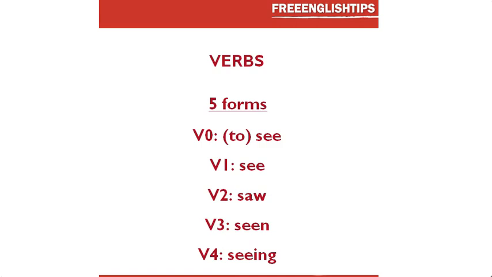And verb 4 is also called the present participle. I am seeing, or it's the gerund form. Those are the 5 forms and you need to know about them. Today we're looking at verb 1, verb 2 and verb 3.